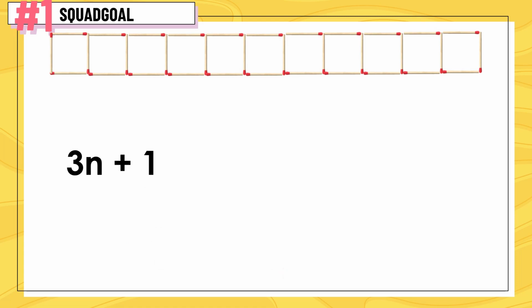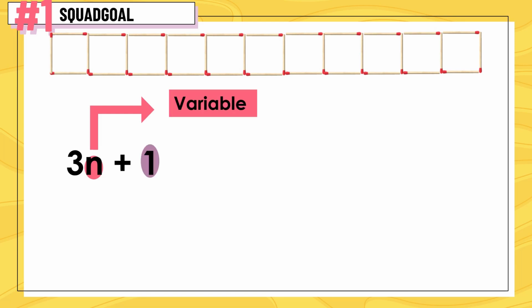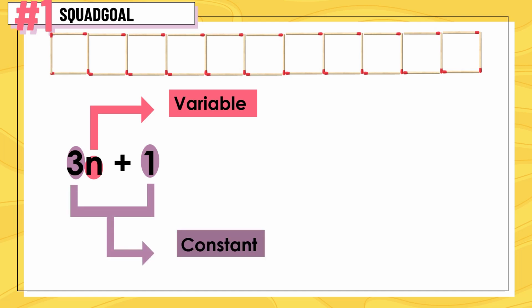That's good. So for 3n plus 1, let's chunk this. How do you call this one? Since we're learning fundamental algebra, for n here, how do you call this one? This n is what you call your variable. For this 1 and 3, we call these your constants. Okay? So what is the difference between a variable and a constant?